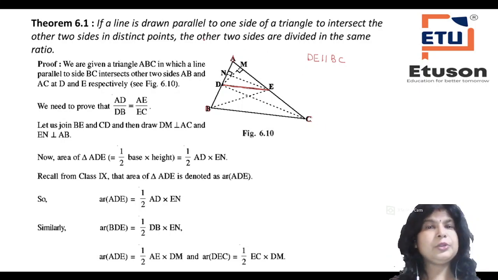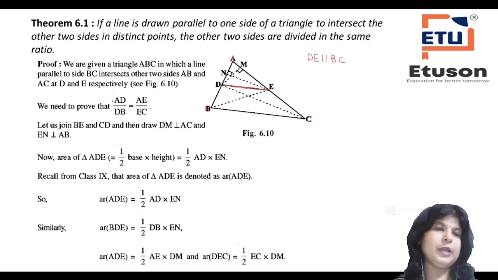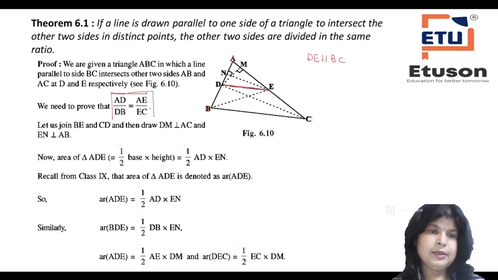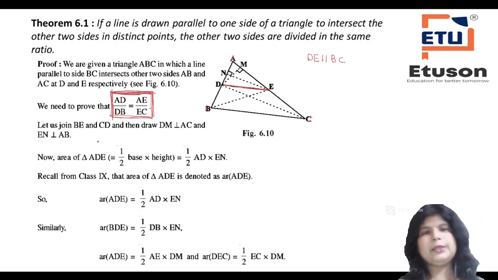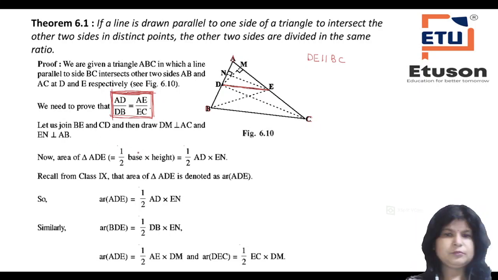So according to the theorem, you need to prove that AD by DB is equal to AE by EC. So you are taking the corresponding proportion, remember. So this you need to prove. You need to prove that AD by DB is equal to AE by EC.